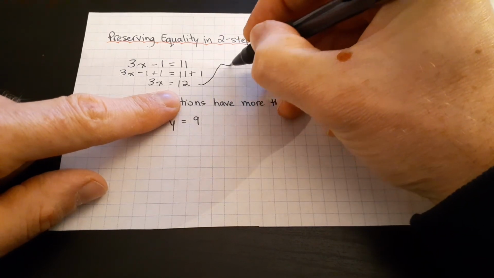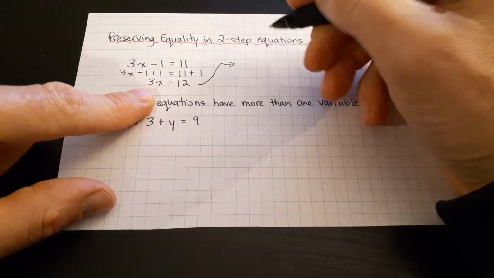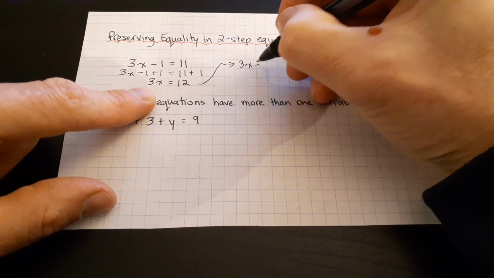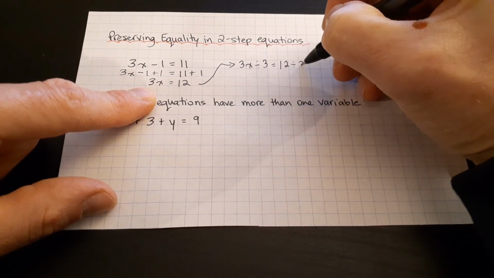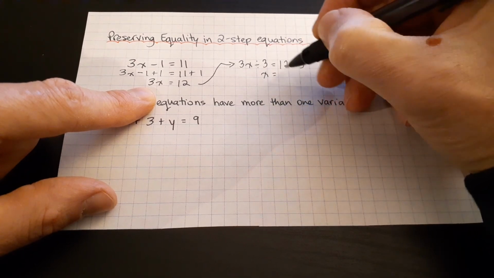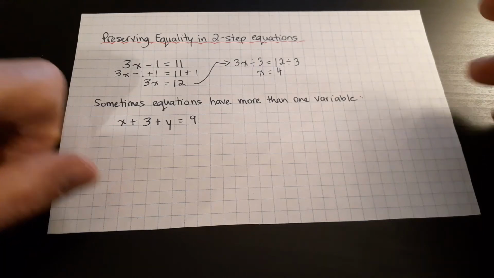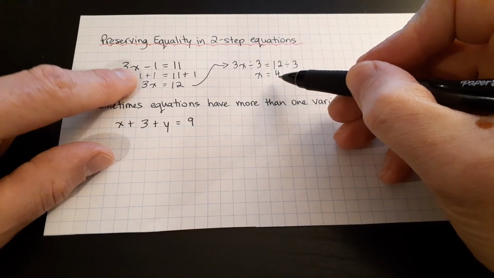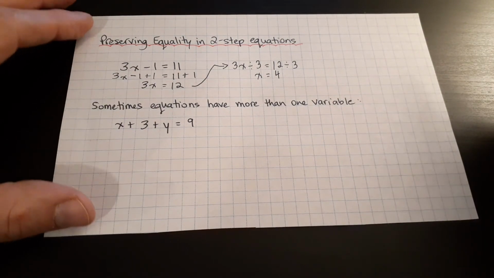Now we go into our next phase. To get rid of the 3, we have to divide it out because it's 3 times x. So that's 3x divided by 3, and again on both sides. The 3's cancel out, so we're just left with x, and 12 divided by 3 equals 4. So we're figuring out that x equals 4. You can plug that back in: 3 times 4 is 12, minus 1 equals 11. So that is verified.